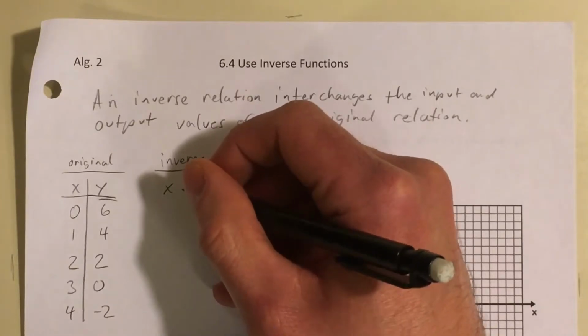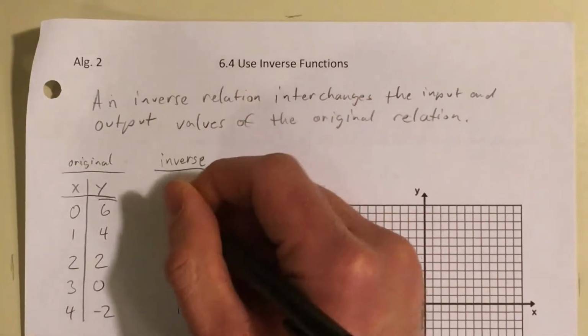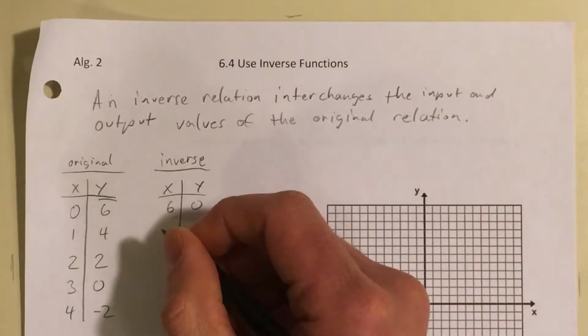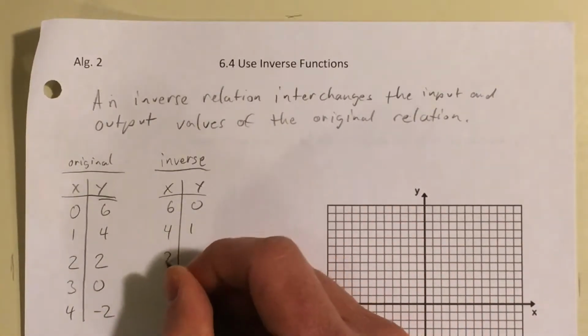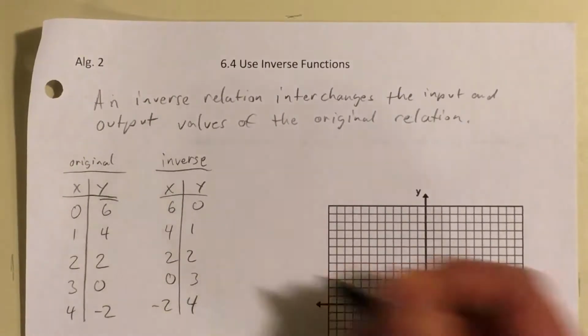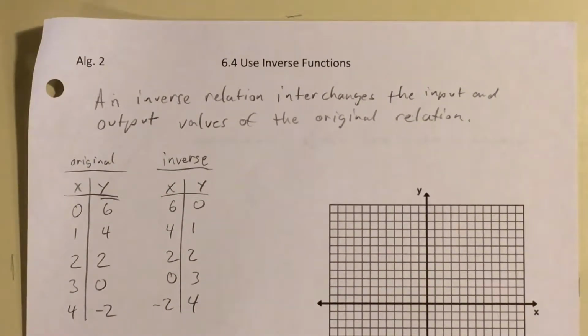would interchange the input and output values. So instead of having 0, 6, we're going to have 6, 0. Instead of having 1 to 4, it goes 4 to 1. 2 to 2, 0 to 3, -2 to 4. And that's all there is to it. If you have a relation represented as a table, to get the inverse, you just swap the x and y values.